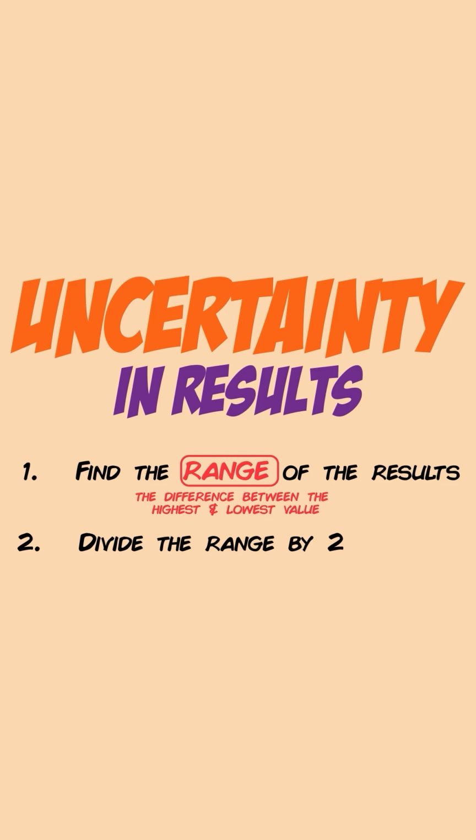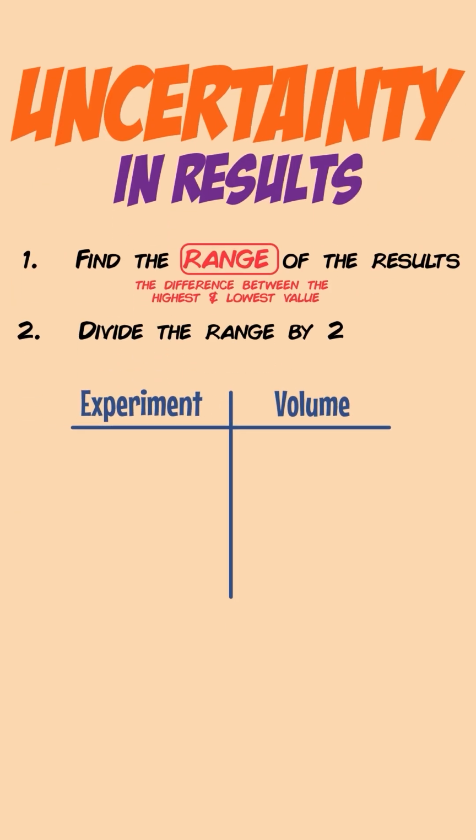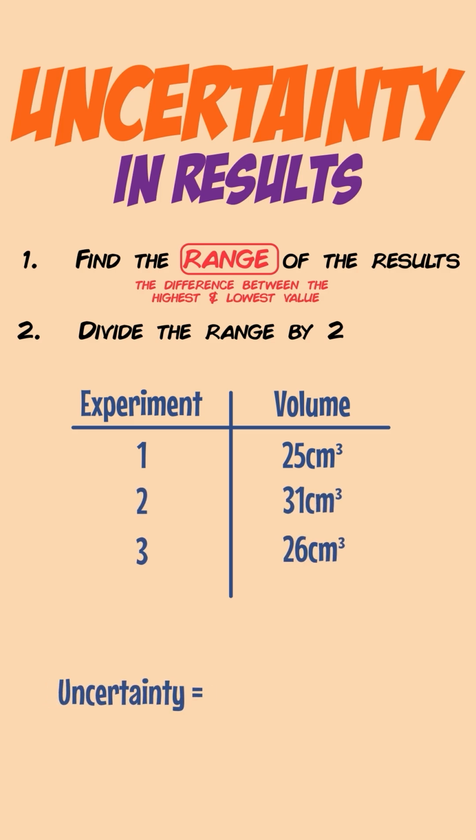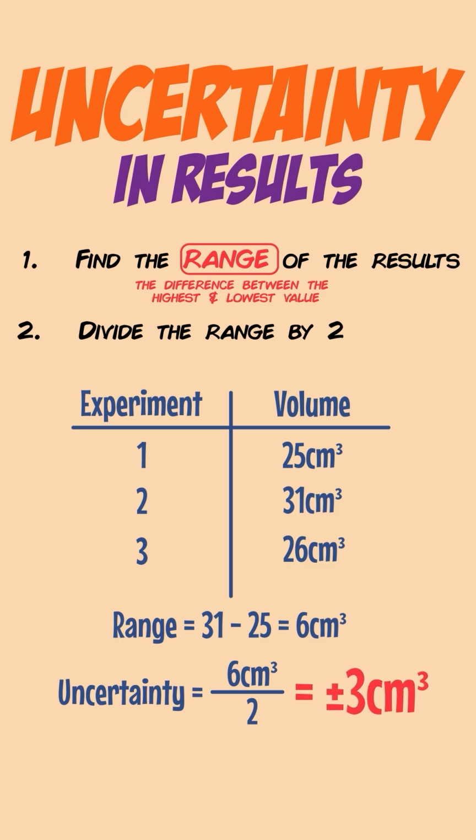So if we carried out an experiment and got results of volumes as 25 centimeters cubed, 31 centimeters cubed, and 26 centimeters cubed, the uncertainty would be the range, which is 31 minus 25 divided by 2. This gives an answer of plus or minus 3 centimeters cubed.